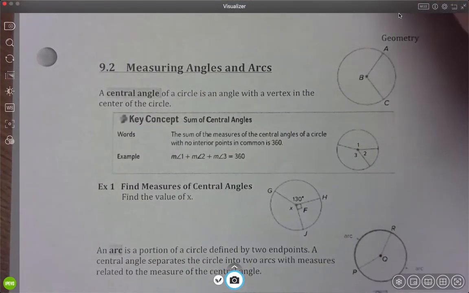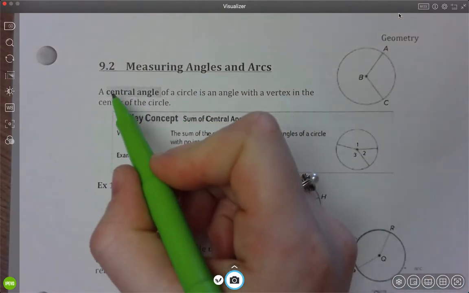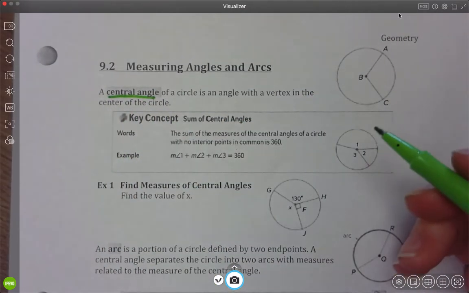Okay, geometry. This is 9-2. Getting more into circles and parts of circles. They're going to start talking about angles involved within circles. So our first kind of thing that they introduce is a central angle.